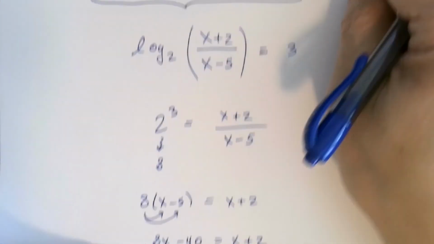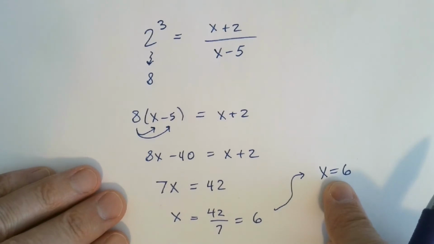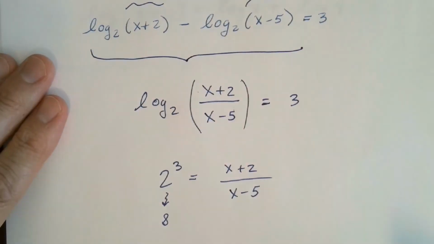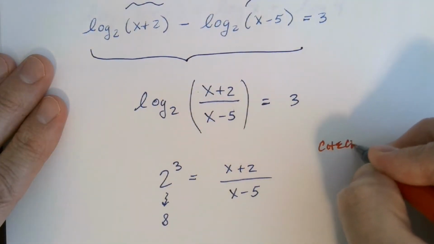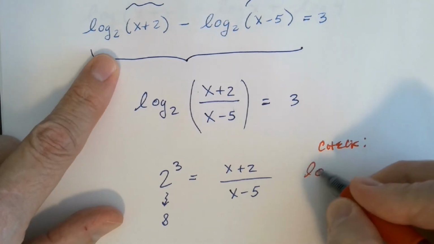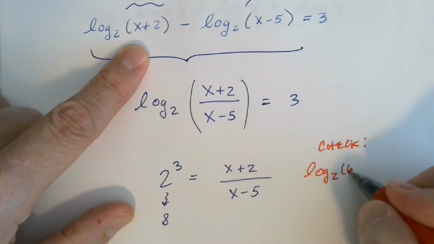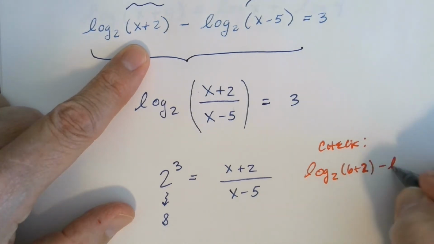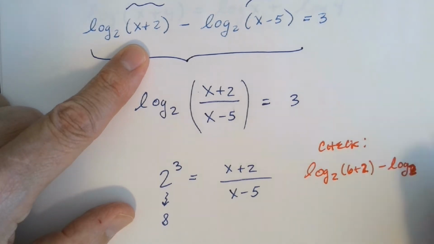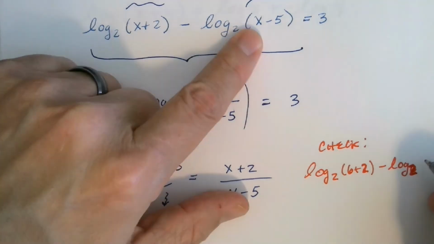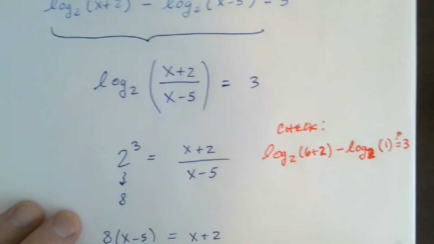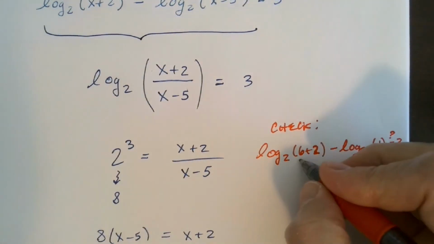So since x is to be greater than 5, well, we're 6, we're 7, right? And we can check still, right? If I go back and check, I can check by plugging in x equals 6. Log base 2 of 6 plus 2, minus log base 2 of 6 minus 5, which is 1. Does that equal 3? So, of course, this is 8.